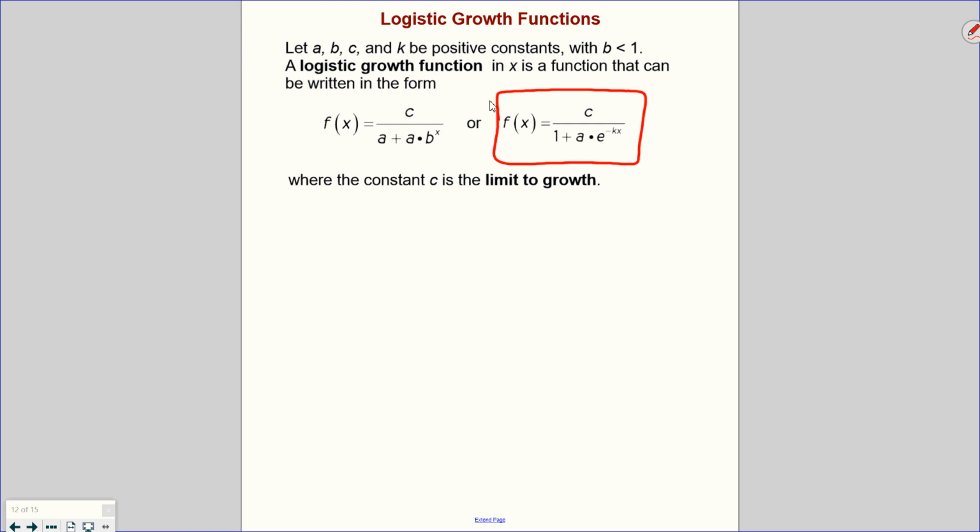It's called a logistic growth function, and there are some interesting facts about those different values. And C is really important. C is the limit to growth, or we also call it the carrying capacity.